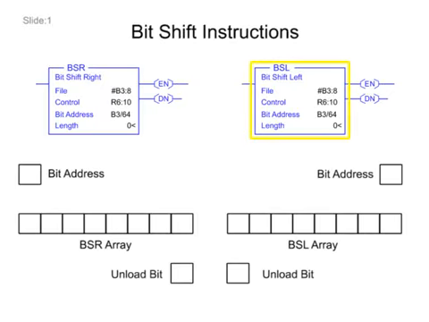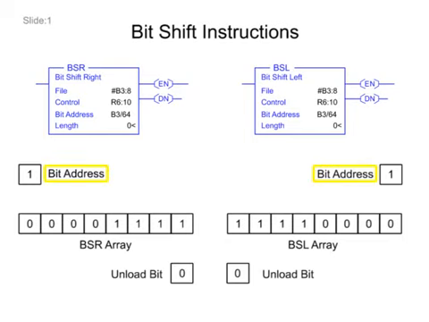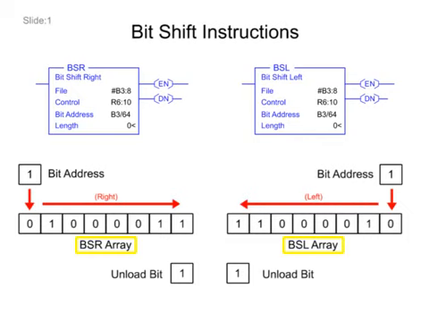The bit shift left and bit shift right instructions load data into a bit array one bit at a time. The data is shifted through the array and unloaded one bit at a time.